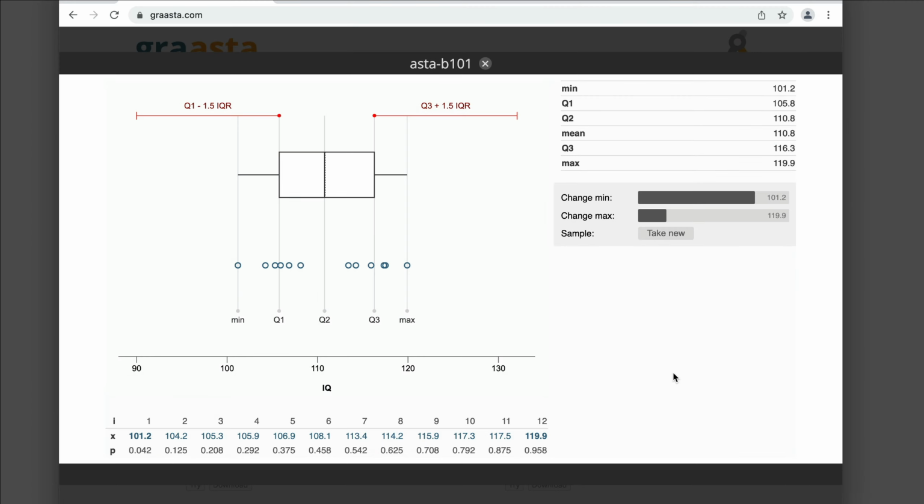So this is the first and perhaps the simplest app in this project in Graasta, which helps you to understand how actually non-parametric statistics allows you to summarize data, to describe your data, and also how to visualize it using some simple plots like box and whiskers plots. So let's start with the table.